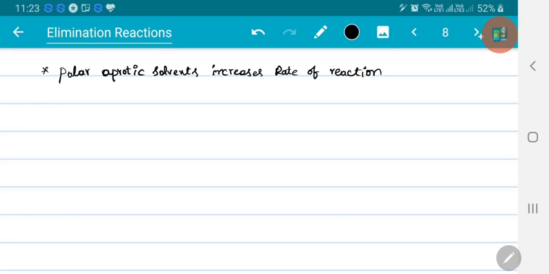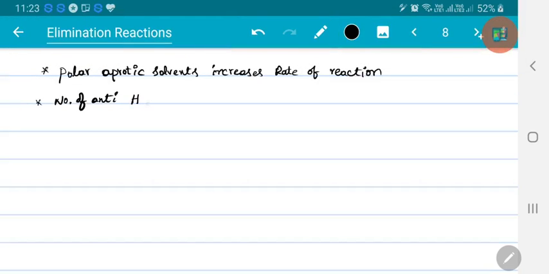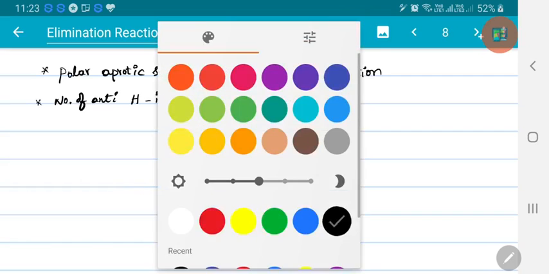Now, if there are many hydrogens which are at anti position, then there is a possibility for a vigorous rate of reaction leading to different types of products. So if the number of anti hydrogens increases, then obviously the rate also increases, leading to different types of products. We need to check which is major and which is minor. For example, let me consider an example here.